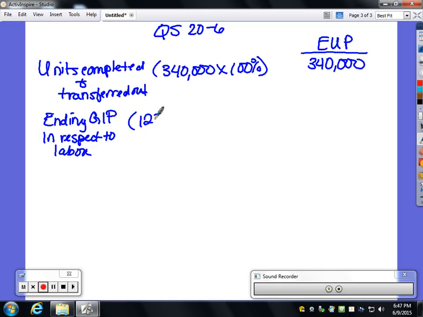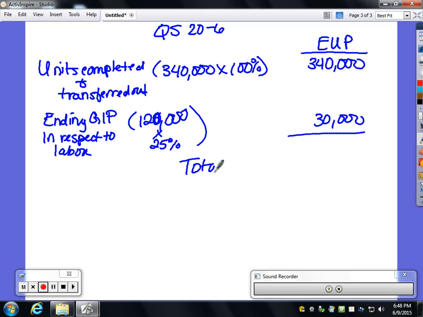Yes. So 120,000 times that 25% gives us how many equivalent units? 30,000 units. So that means total EUP is going to be 340,000 plus 30,000, 370,000 units.